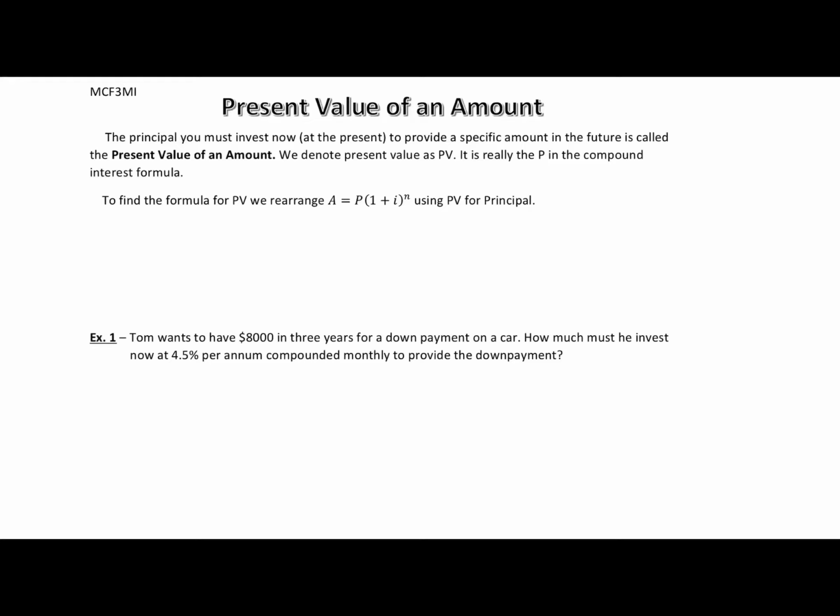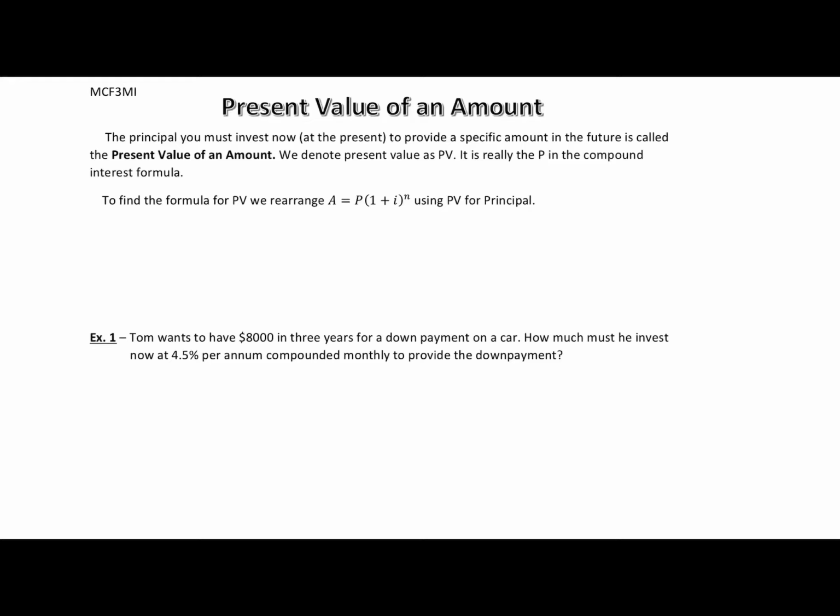Took a look at how to find out what your investment would be worth at the end if you put a certain amount in and left it there, did nothing else with it. Today what we're going to take a look at is if we want to have a certain amount saved at the end, so maybe we're saving for a car, down payment on a house, what do we have to invest now to have that money sometime in the future? And that's called the present value of an amount.